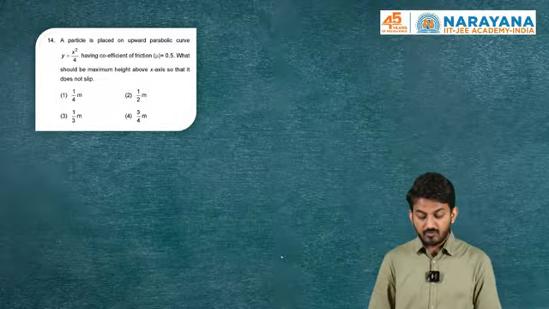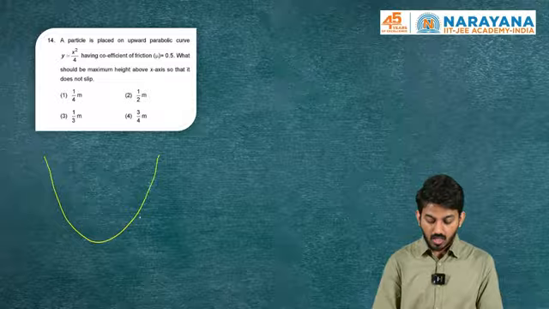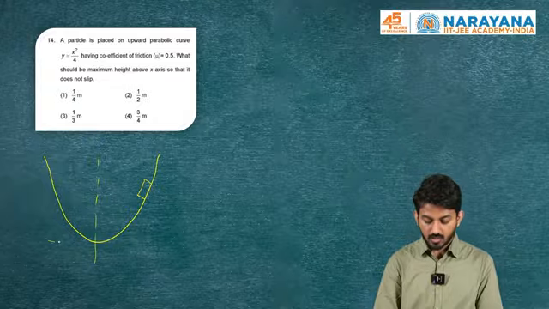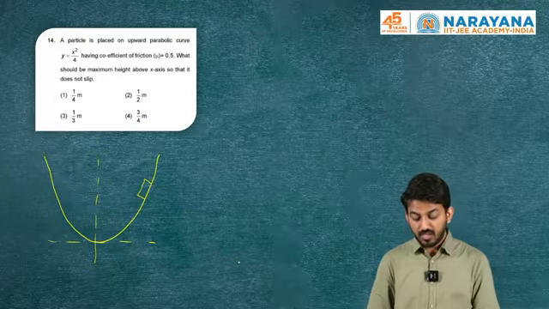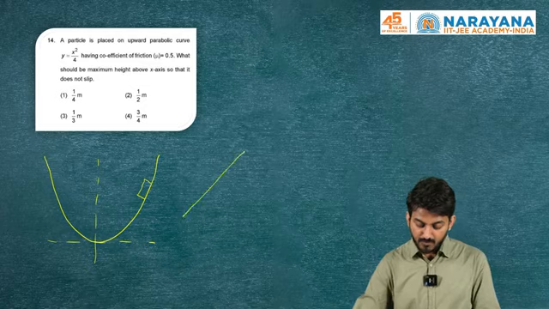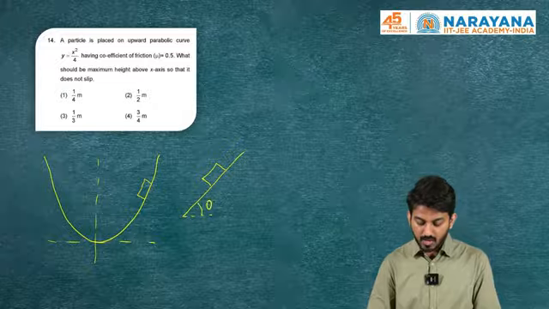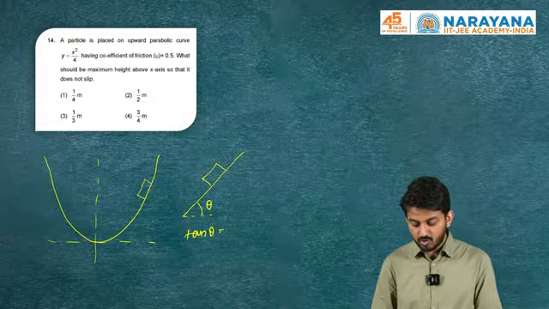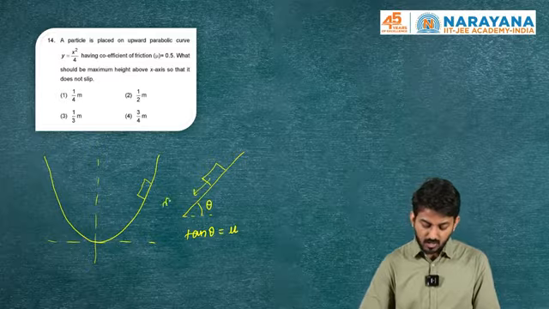Now next we have a particle which is placed on a parabolic curve, and we are placing it at a certain position. What is the maximum y above the x-axis so that it does not slip? Here we can think in terms of angle of repose. If we have an inclined plane and we place some object on it, the maximum angle at which it will not slide is called the angle of repose, and tan theta comes out to be equal to mu. You can do that by drawing the FBD.